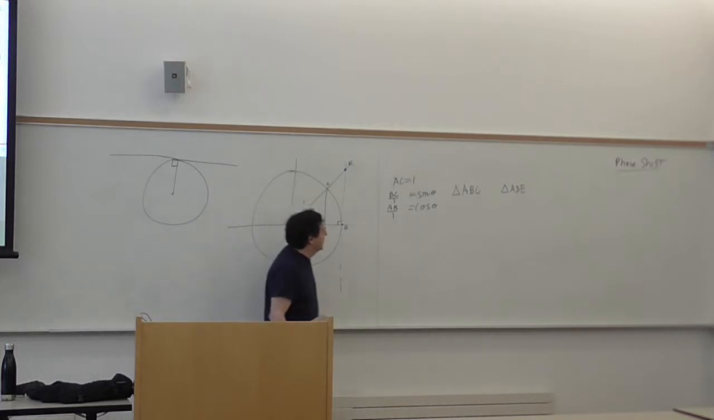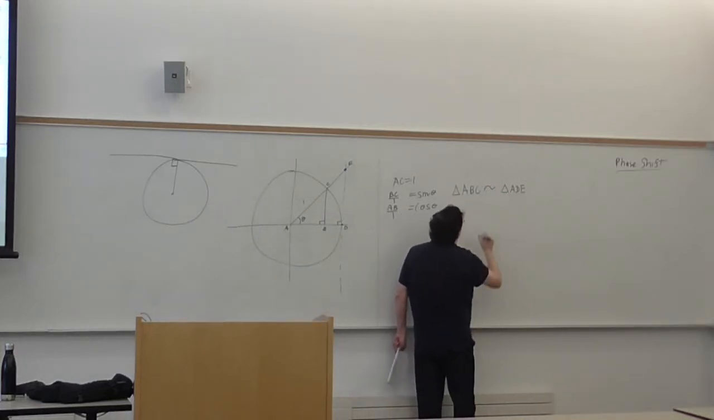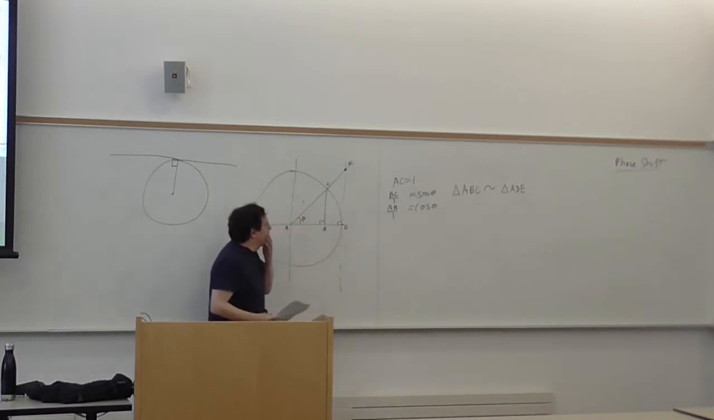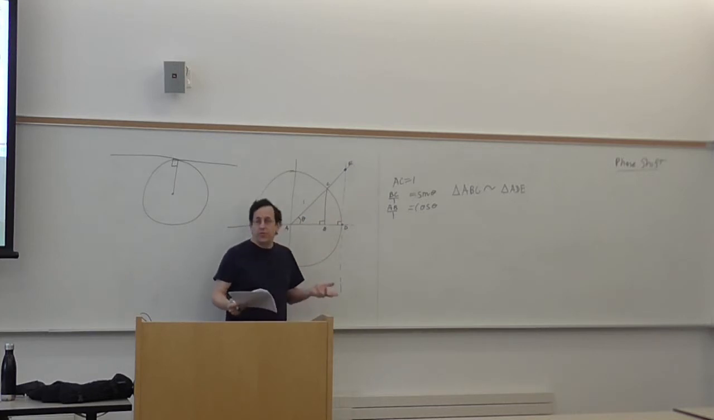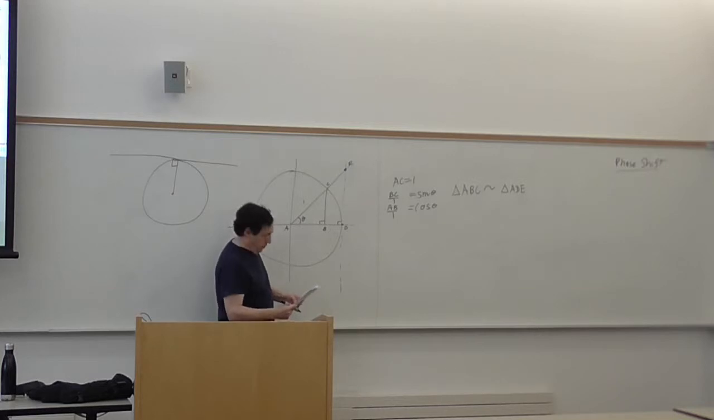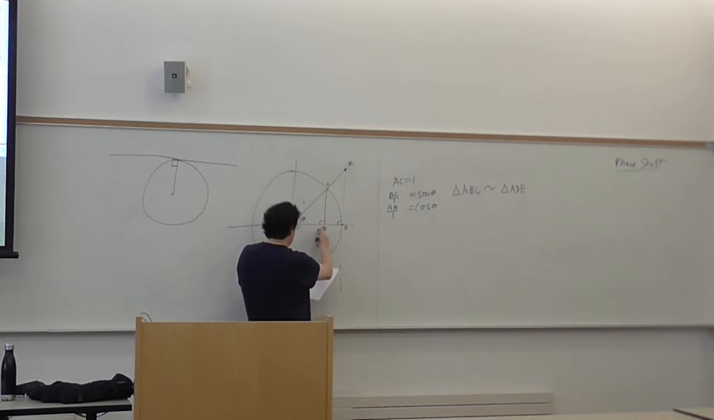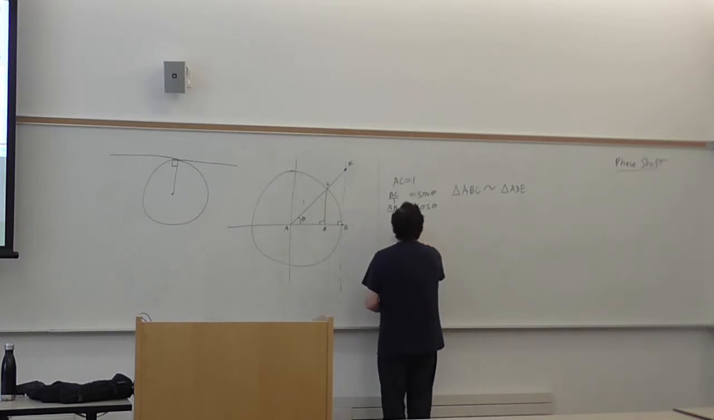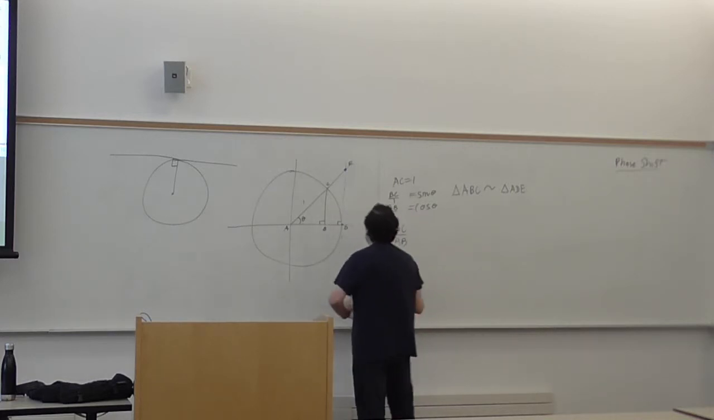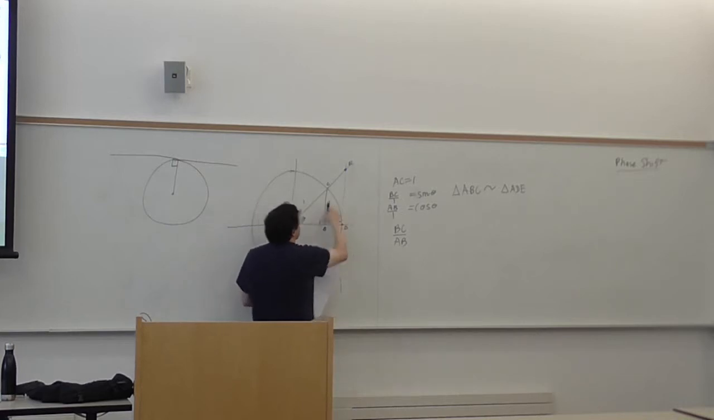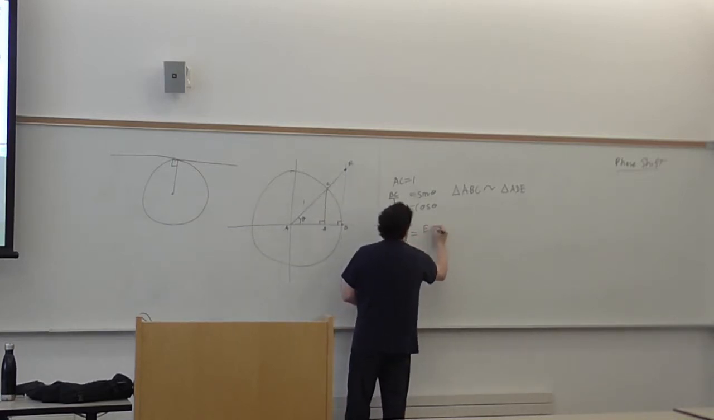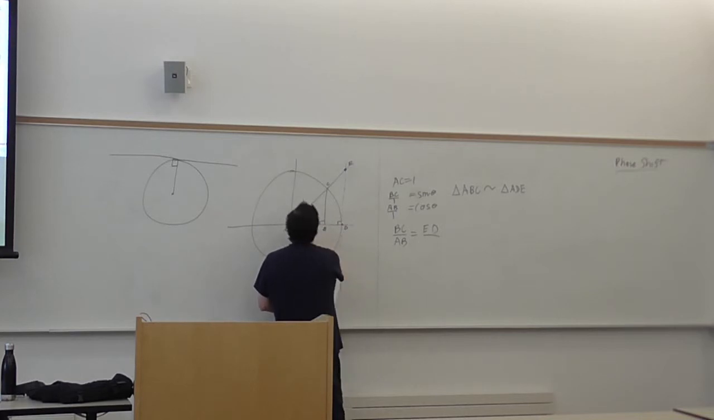They're similar. Yeah, they're similar. And similar triangles have this wonderful property that their corresponding sides are in the same ratio. So let's take a look. We know that, say, BC over AB is equal to ED over AD?